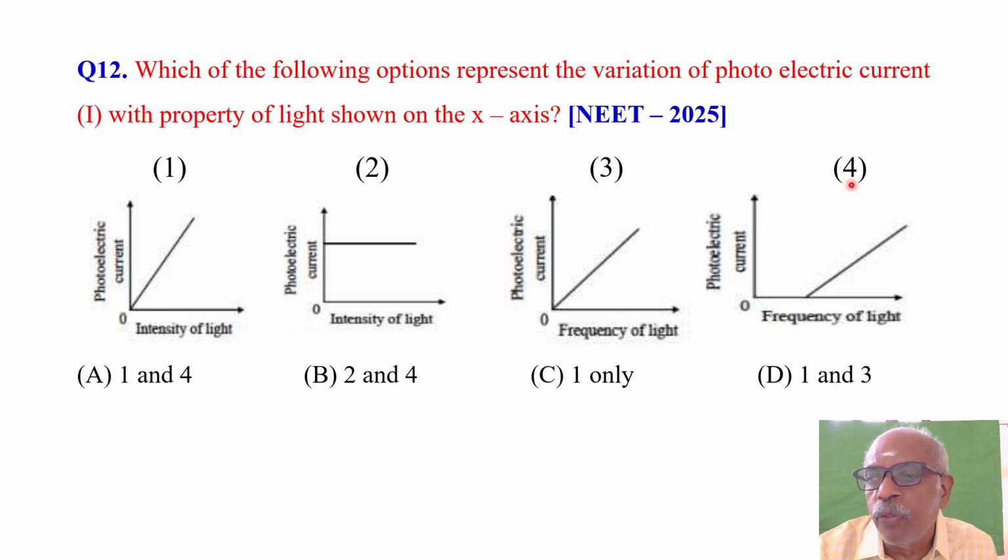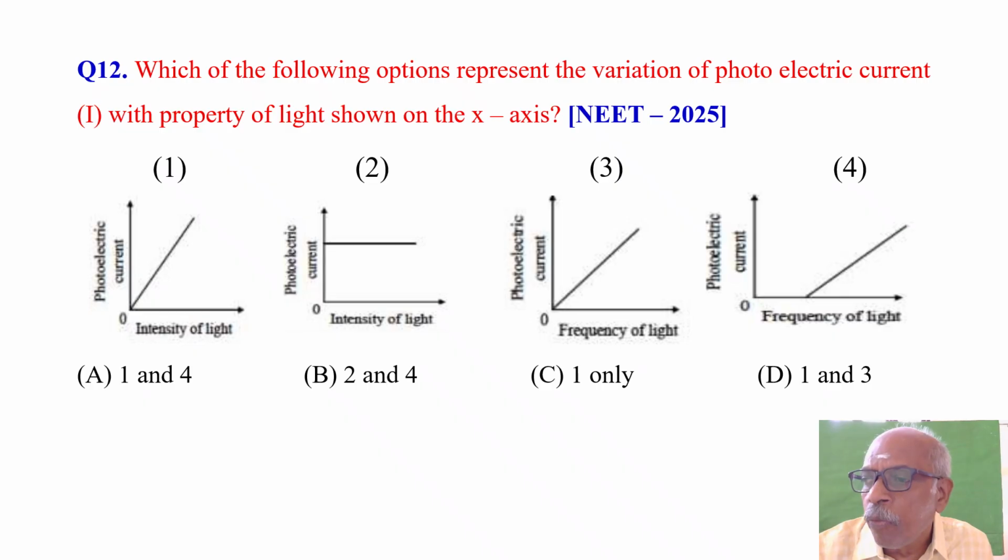So these 1, 2, 3, 4 are the 4 graphs given for you, and A, B, C, D are the 4 options from which you are going to find the answer. So your answer should be either A or B or C or D. In all the 4 figures, photoelectric current I is taken on the y-axis. But on the x-axis, in the first 2 figures, it is intensity of light, and in figures 3 and 4, it is frequency of light. So which is the right answer, sir?